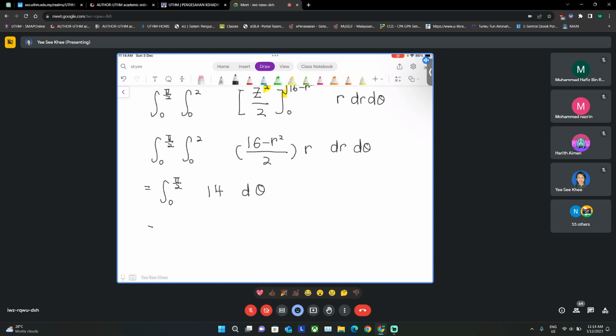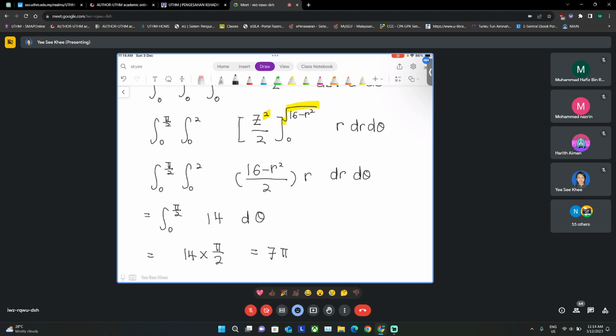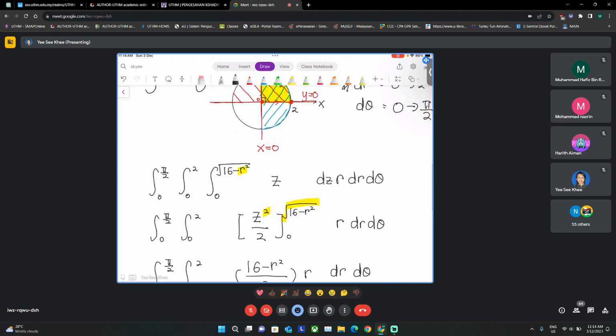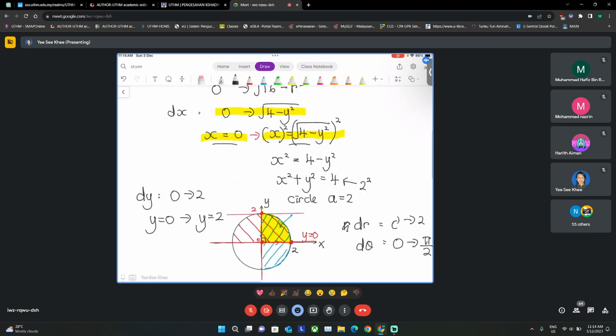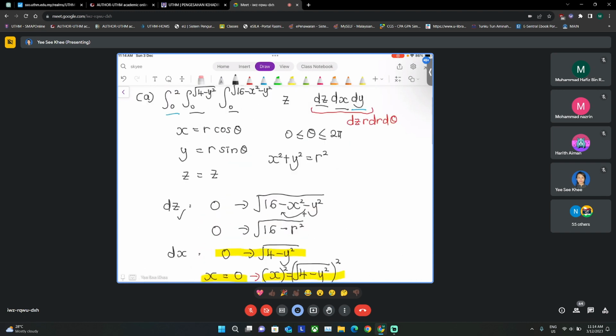And the last step is just multiply 14 with the pi over 2. So you will get 7 pi. So the answer is just 7 pi because it's nothing related to the volume. So this is how you convert a triple integral that is written using the Cartesian coordinate into the cylindrical coordinate.